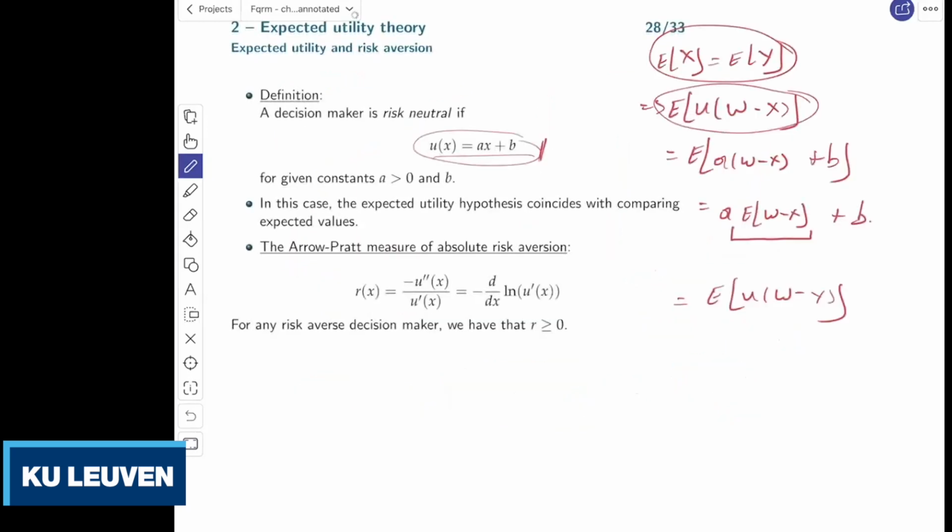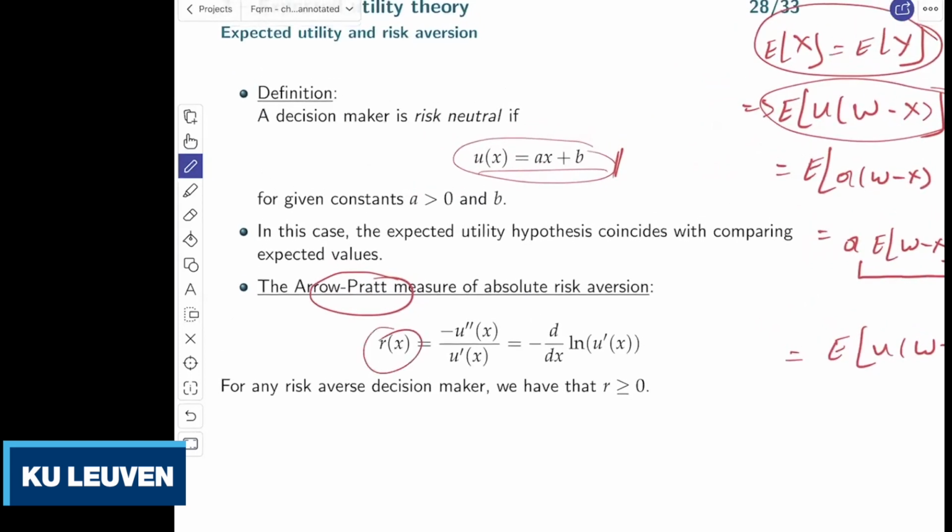And then there are several measures for risk aversion. One possible measure is the Arrow-Pratt measure of absolute risk aversion. It's defined as follows. The measure R(x) is, you look at the second derivative, which when you are concave, is negative. That's why you put a minus. It becomes something positive, and you divide it by the first derivative. And so this is just a definition.